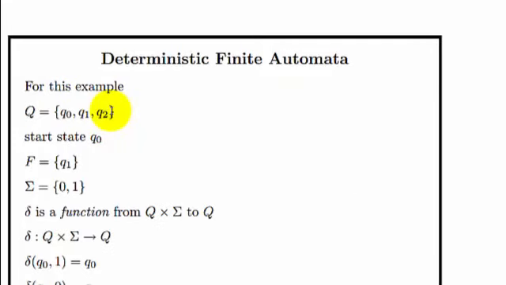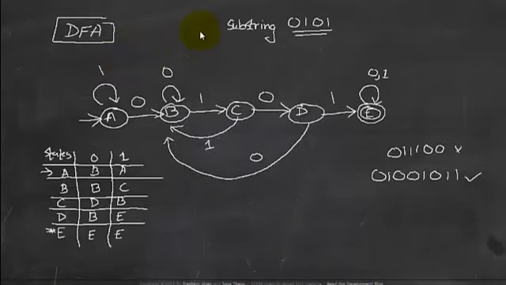So let's look at some examples. If you're given a string that has the substring 0101, and it could have any number of any alphabets before and after, but it just has to contain 0101, what will be the DFA for it? The DFA drawn here has 5 states. So 0101 has to be the substring.